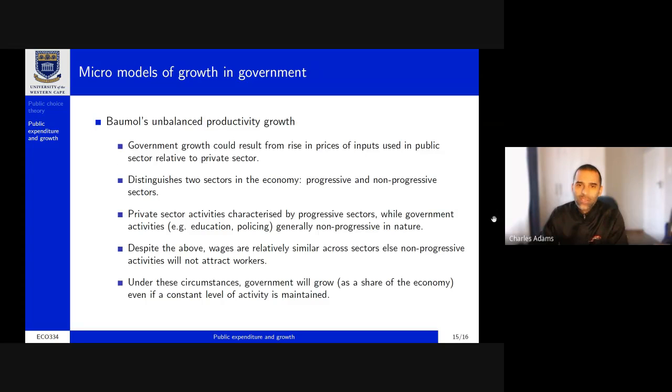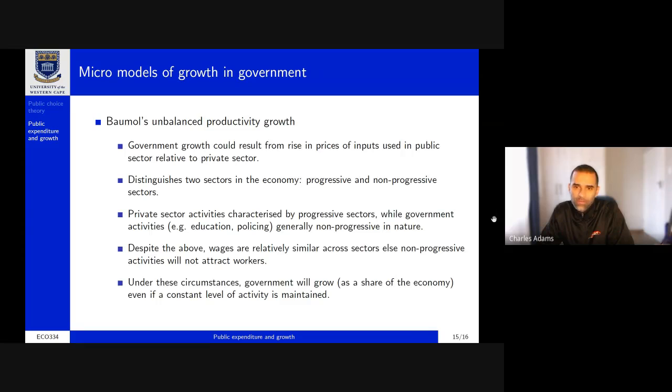Okay, Baumol's unbalanced growth model. This is one of the micro models for growth in government. So Baumol had this idea of unbalanced productivity growth, which is a very interesting idea and is often invoked in discussions about inflation. The idea is that productivity growth across the economy is uneven among sectors, right? So some sectors will see high productivity growth, while others may see more subdued productivity growth or even stagnation.